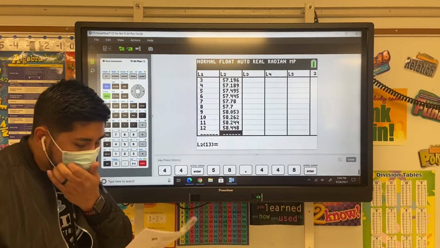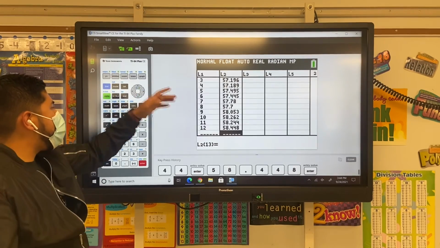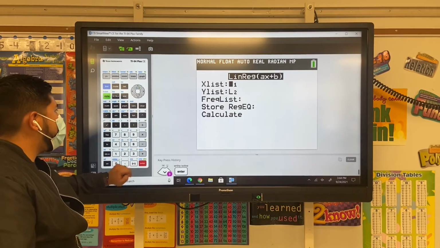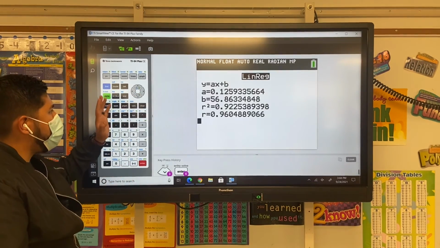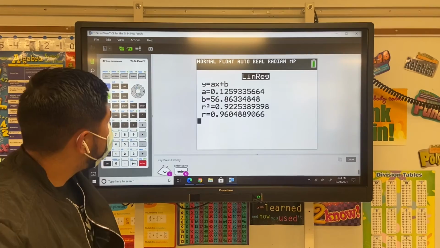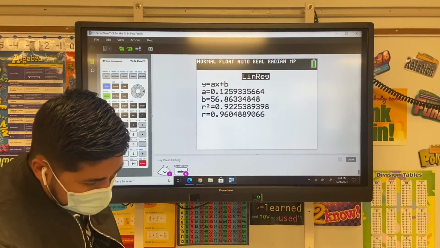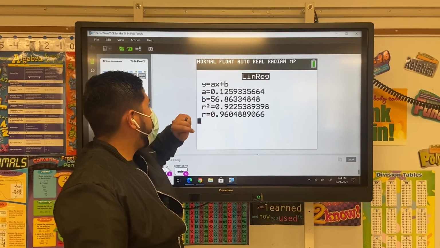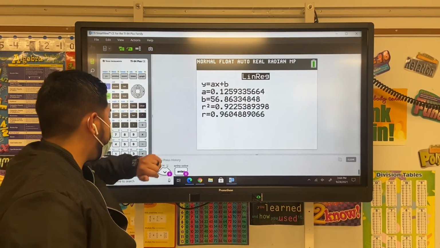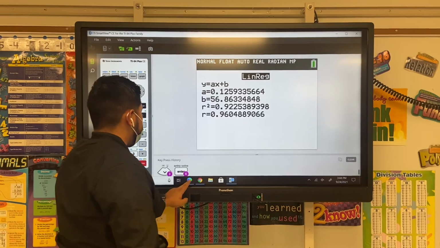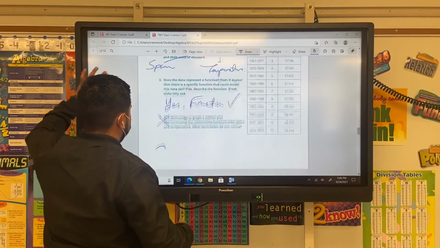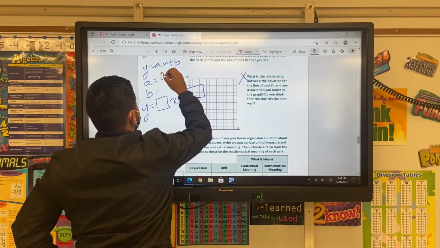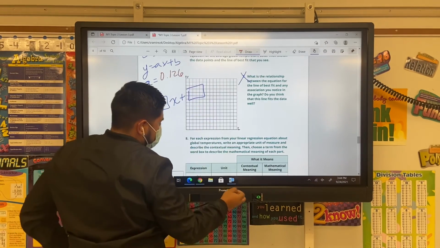All right. Jumping to the rest of the things, we did stat edit. Now we're going to stat calc 4, going down, enter, calculate, get all those mumbo jumbos. I did do it right because I have the same data. A is 0.125 or 126, and we're going to round to the bigger number. Let me write that down. 0.126. Sorry, use a different color.